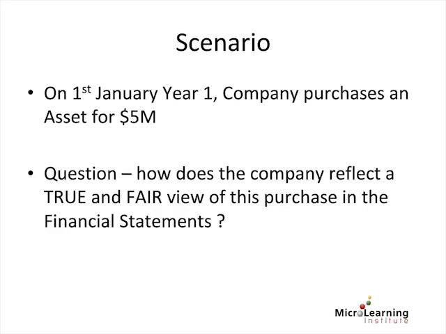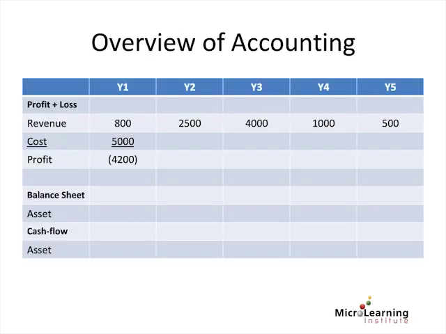Now let us say that on the 1st of January year 1, the startup company purchases an asset for $5 million. Financial accounting aims to reflect a true and fair view of the company's transaction. Thus the question now is, how should the company reflect a true and fair view of the purchase of the asset in the financial statements? The first option open to the company is to show the asset purchase at its full amount in year 1. This approach looks to be very true, and it reflects the full impact of the cost of the investment in the asset in year 1.